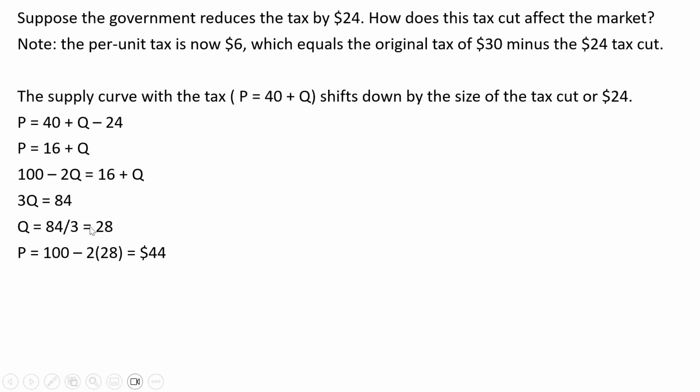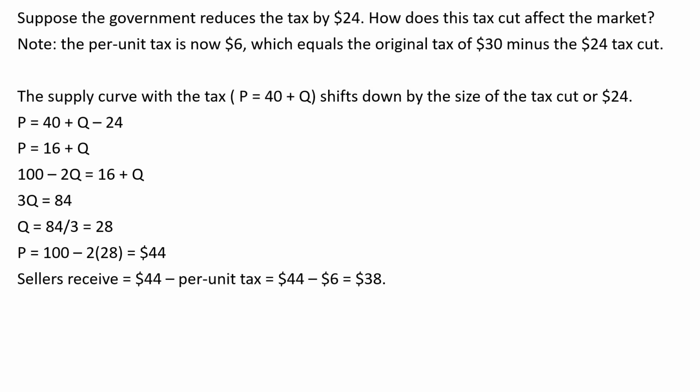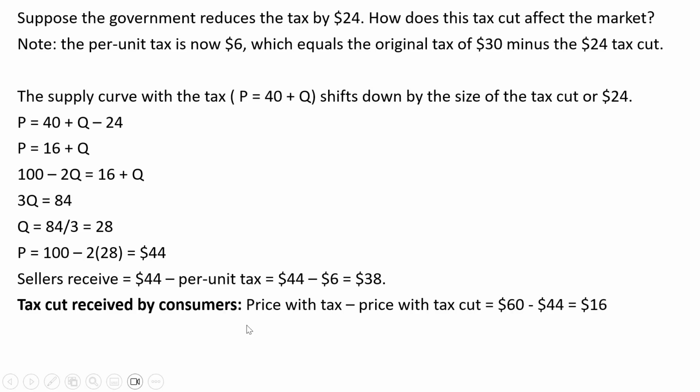To get the equilibrium price, we can take this 28 for Q and plug it into our original demand curve, and we get an equilibrium price here of $44. So sellers are receiving now $44. There is a $6 tax that they still have to submit to the government, not $30 anymore, but just $6 after all taxes were cut by 24. So sellers are netting here $38 per unit.